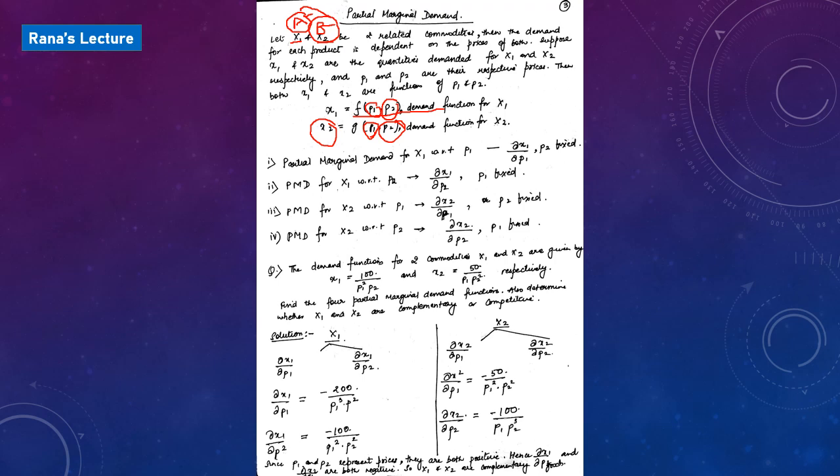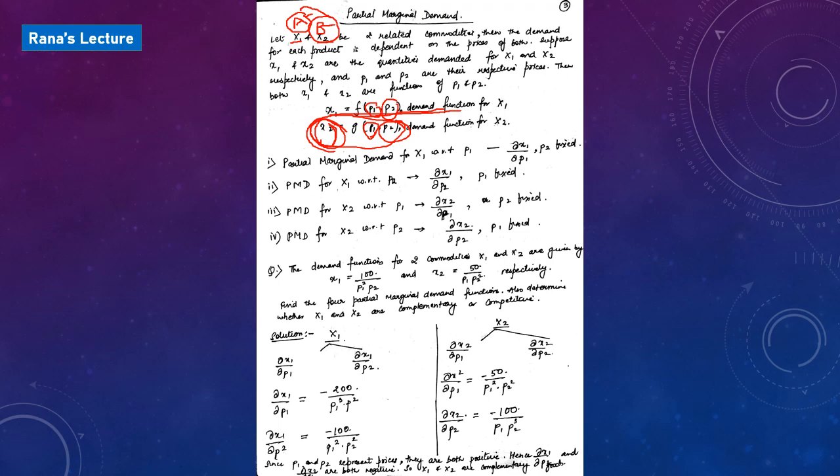It means this can be differentiated two times. Marginal derivative, one with respect to its own price and the other with respect to the price of the other commodity. Again, this function can also be differentiated two times. That is, one with respect to its own price P2 and second with respect to the price of the first commodity, that is P1. Right?